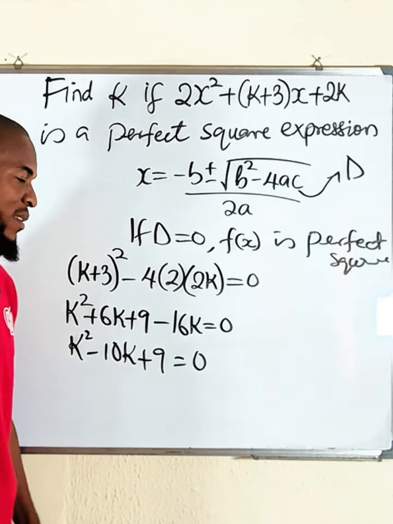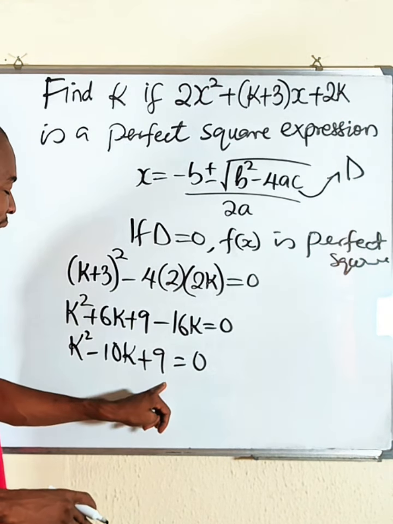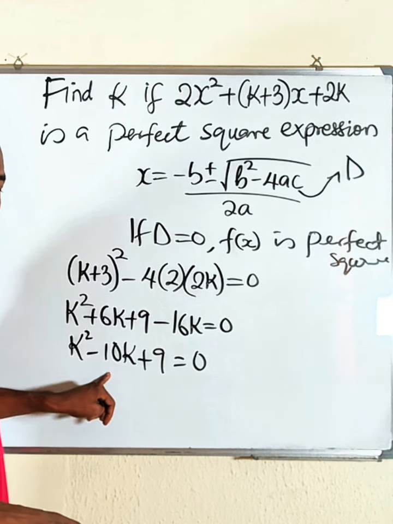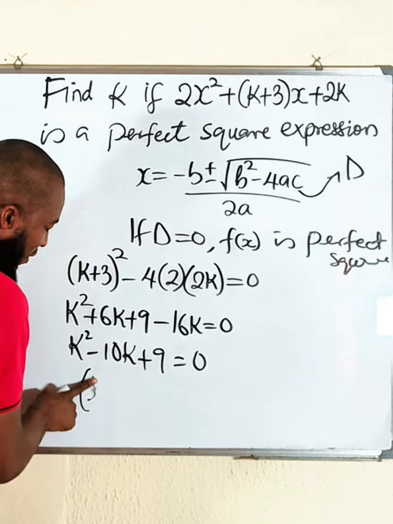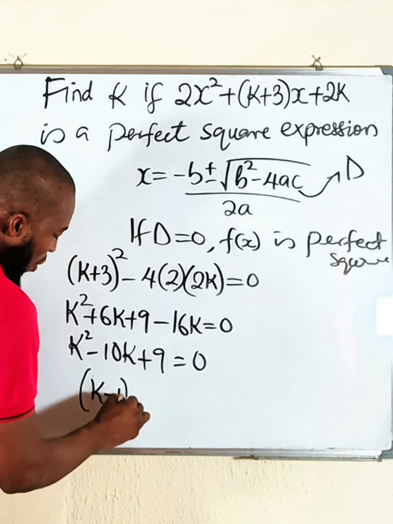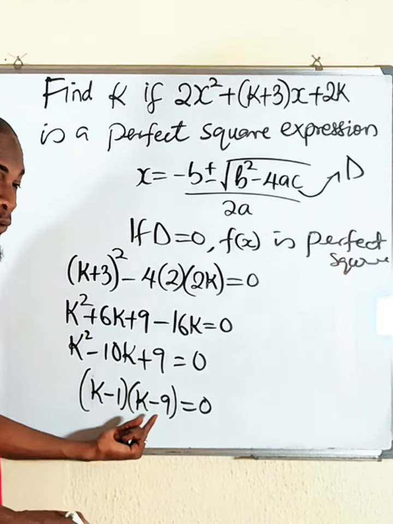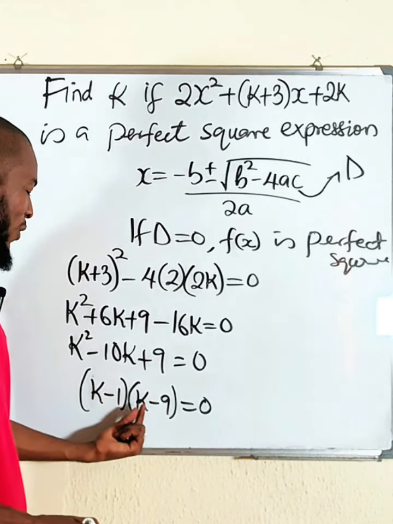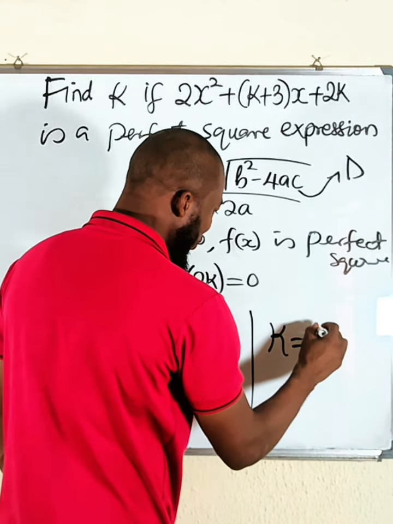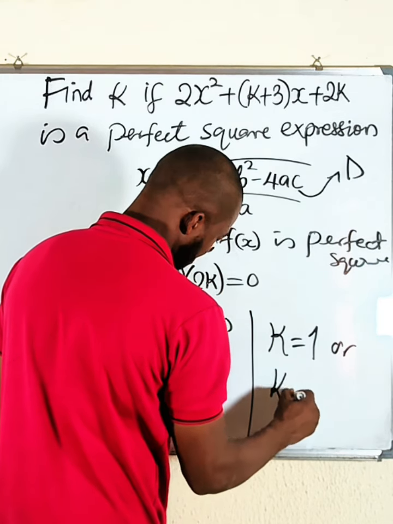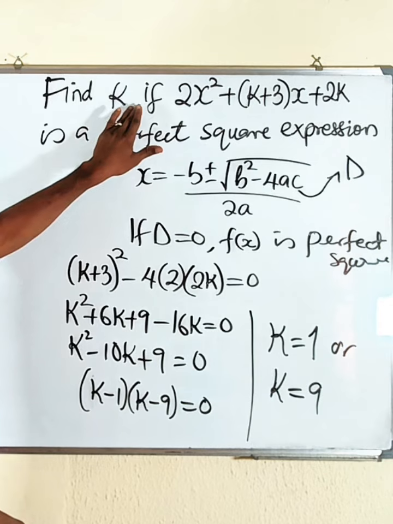How do we factorize this? Think of two numbers which when you multiply them together, you get positive 9, and when you add the two numbers together, you get negative 10. I know the numbers must be, okay, this is k, right? Must be negative 1 and negative 9. Yes, because negative 1 times negative 9 is positive 9, and negative 1 plus negative 9 is negative 10. And if you solve for k, k will definitely be equal to either 1 or 9. These are the two values of k that can make this a perfect square.